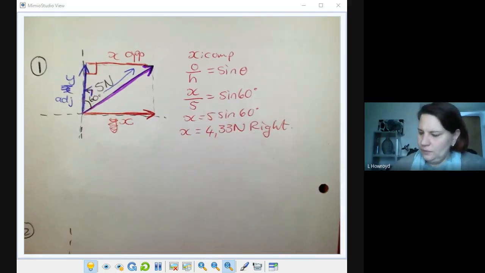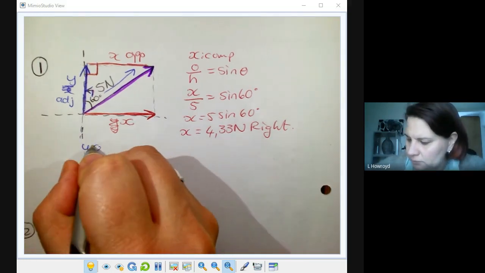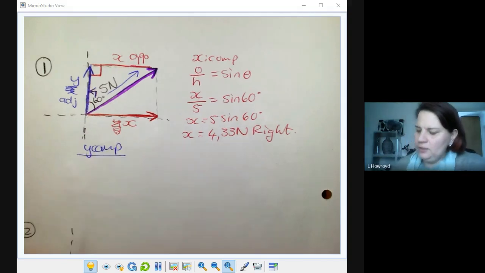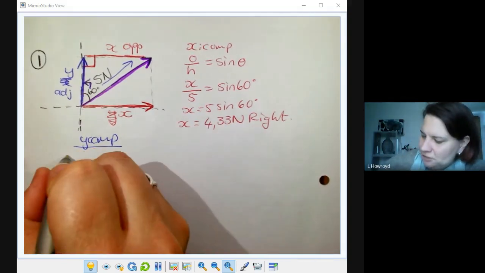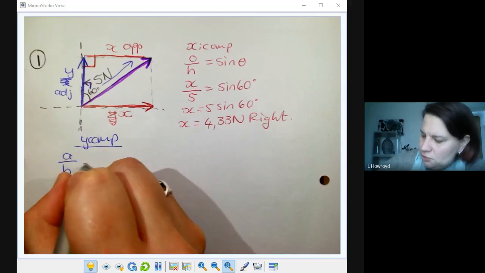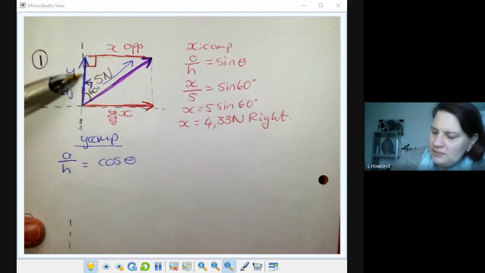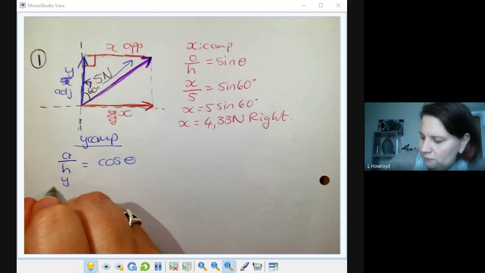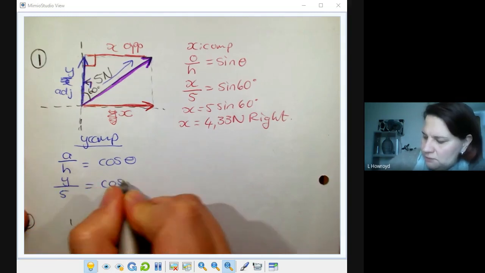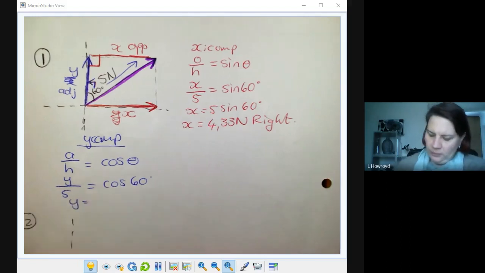Okay, the y component now. Sorry. The y component is adjacent over hypotenuse, which is cos theta, because it's this one, it's the adjacent, and I have the hypotenuse, so it's going to be y over 5 cos 60. Okay, and then the y would then be 5 cos 60.